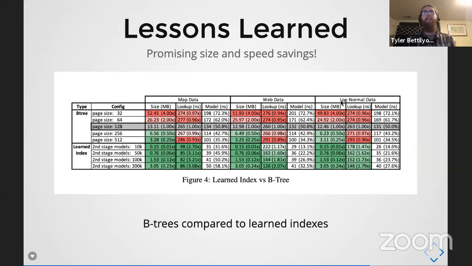And then finally, they did a synthetic data set where they just used a log normal distribution and generated some number of millions of records. So this log normal data is just a totally synthetic data set.